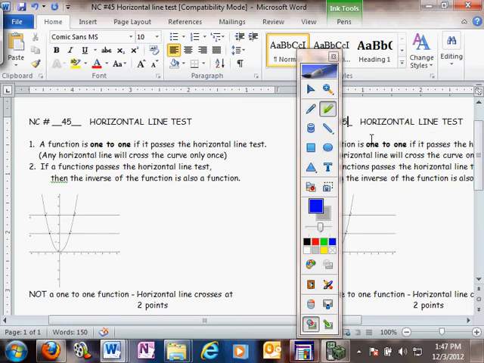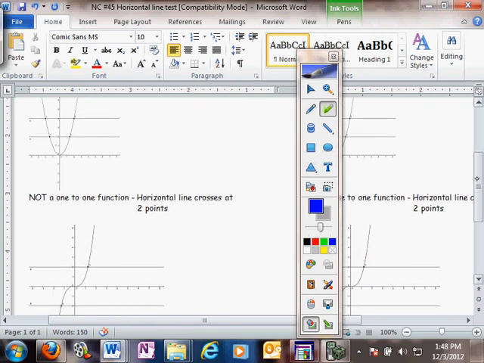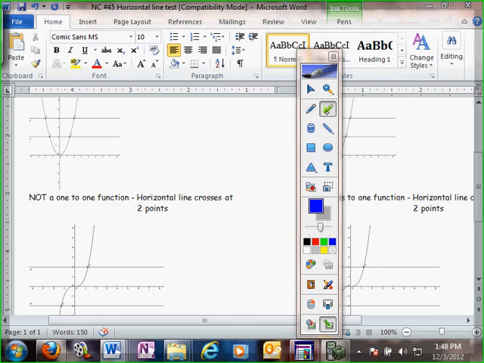The horizontal line test has the same basic idea, except we're obviously using a horizontal line. And we're testing to see whether or not a function is one-to-one. Now remember, if a function is one-to-one, that means the x's and the y's do not repeat, and its inverse is also a function. And so using the horizontal line test, if I can draw a horizontal line anywhere on the graph that crosses at more than one point, then it fails the horizontal line test and it's not one-to-one.